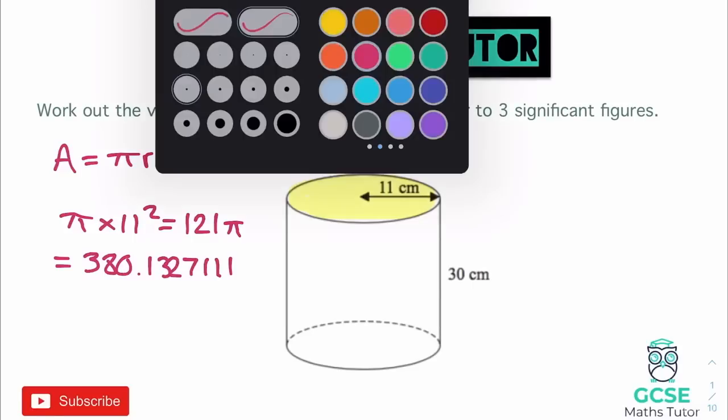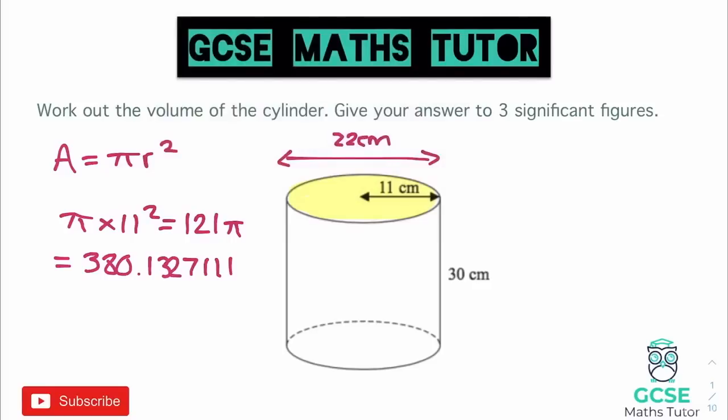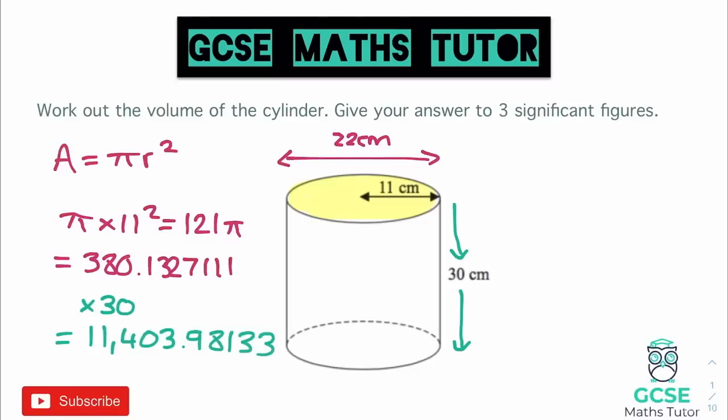Now in order to work out the volume, just like we did on 3D prisms when we were looking at the volume of a prism, we are going to multiply it by how far that face goes through the shape. In this case that is the height of the cylinder, so that's going to be 30 centimeters. So we take the area, multiply it by the height, which is 30, and we're going to get a final answer there. If we multiply that by 30 on the calculator, again we get an answer in terms of pi, but if we just write down the decimal version, we get 11,403.98133. So there is our volume.